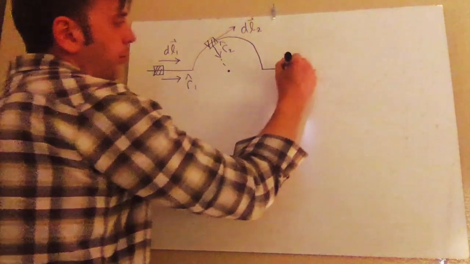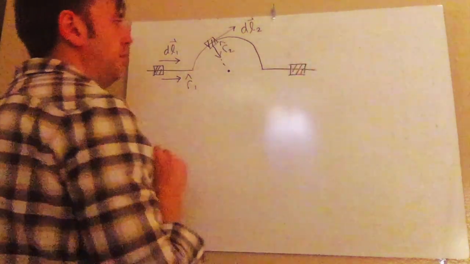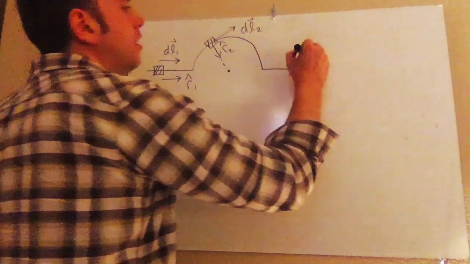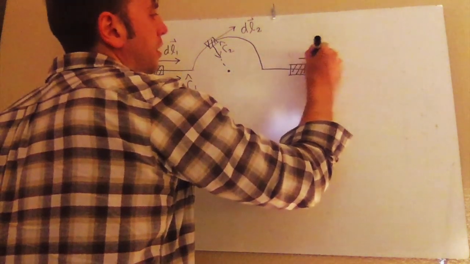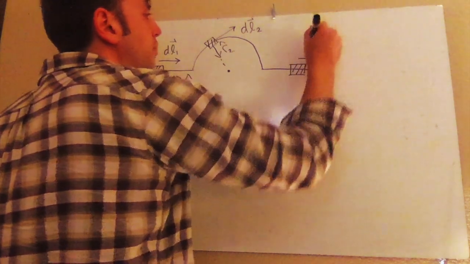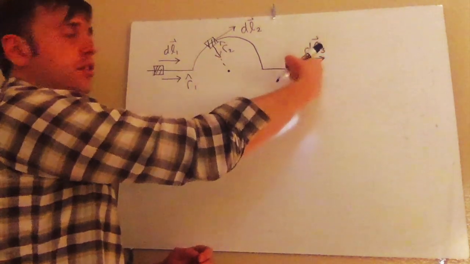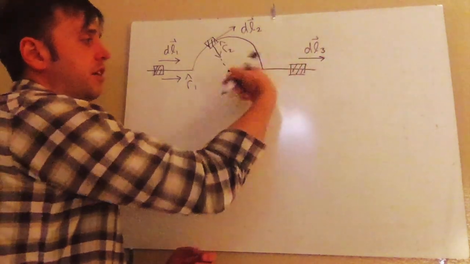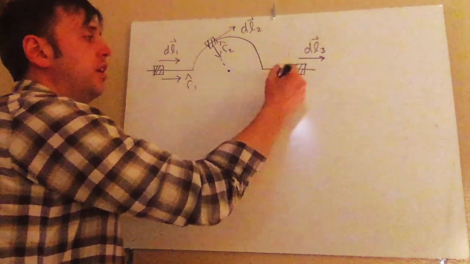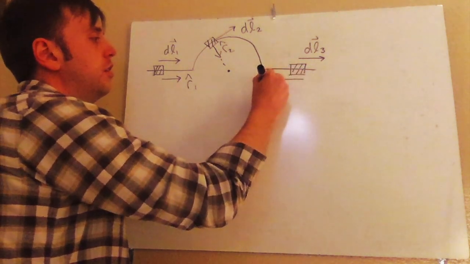And then over here, we have the last little current element that I want us to think about. So this is going to the right. That's the way the current is moving. There's dL3. And then the vector R3 goes from this current element to the point. So it's actually pointing backwards to the left. And here is R3 hat.